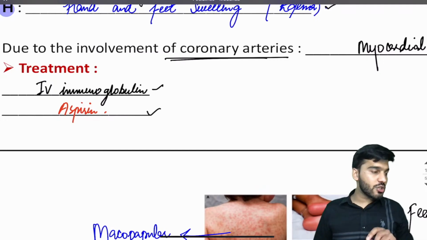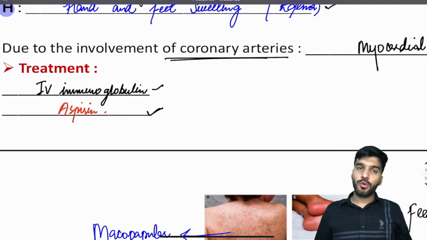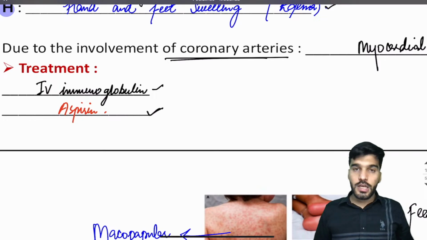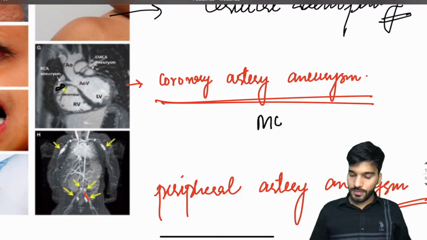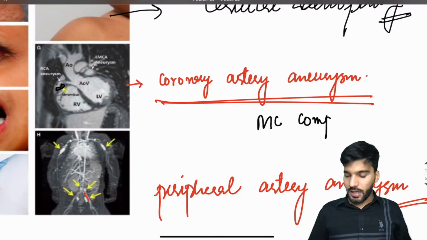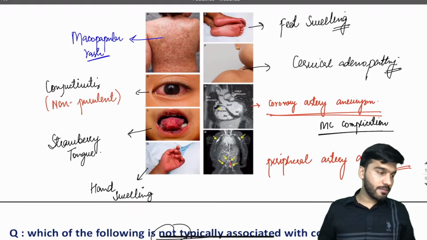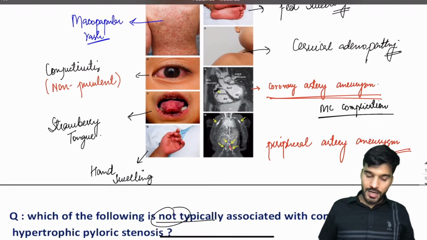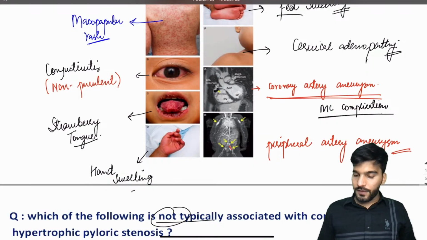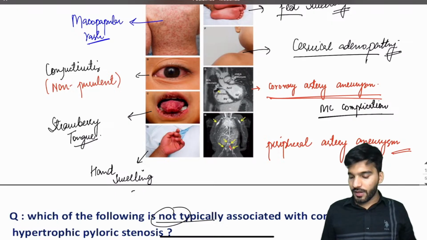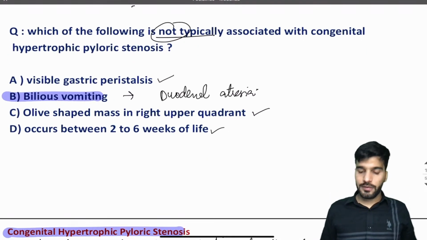Remember, this is the only condition where we give aspirin in children, otherwise they will get Reye's syndrome. If IVIG is not working, we go for steroids as well. If the question asks the most common complication in Kawasaki disease, your answer is going to be coronary artery aneurysm. These are the rash pictures: conjunctivitis, strawberry tongue, hand swelling, feet swelling, cervical adenopathy, coronary artery aneurysm, and peripheral artery aneurysm.